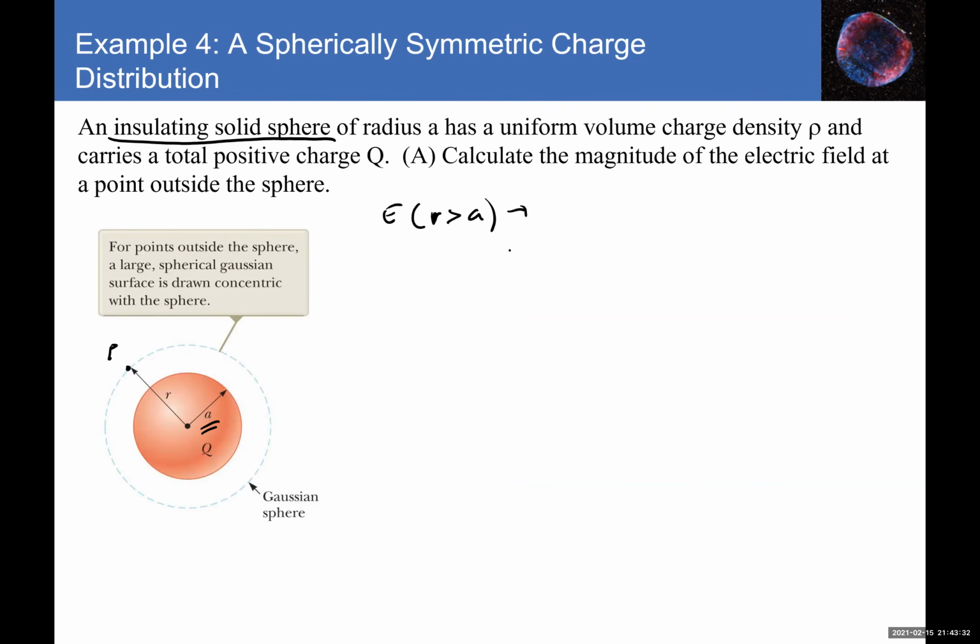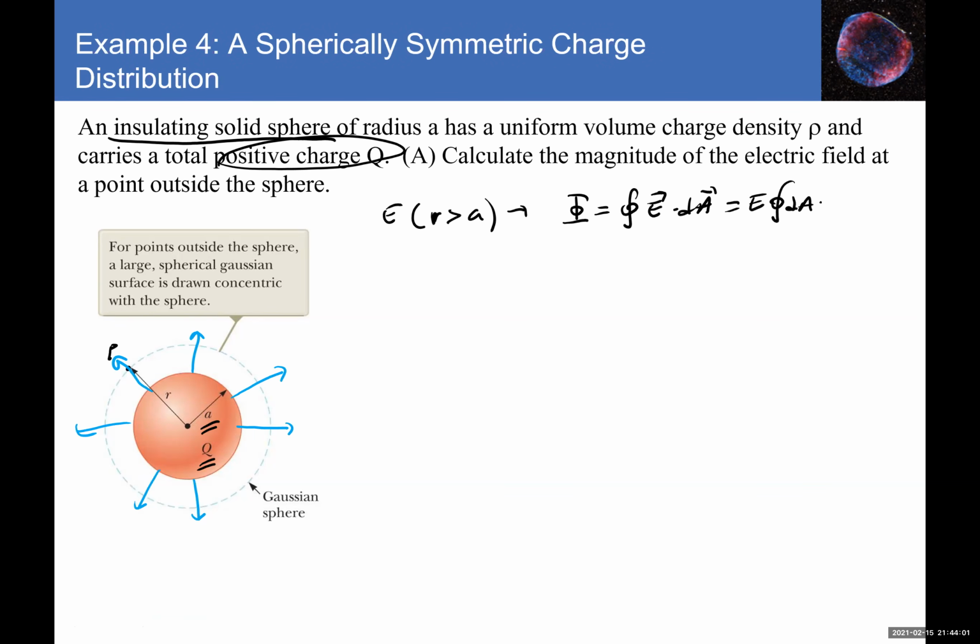So what I do here is evaluate the flux for my Gaussian surface, the closed integral of E dot dA. Again, because it has a positive charge Q, I can assume the electric field is going radially outward. At the point of interest, that means everywhere along this Gaussian sphere it's constant. So I can say just E times the integral of dA, which is E times A. And this flux, E times A, equals Q in over epsilon naught.